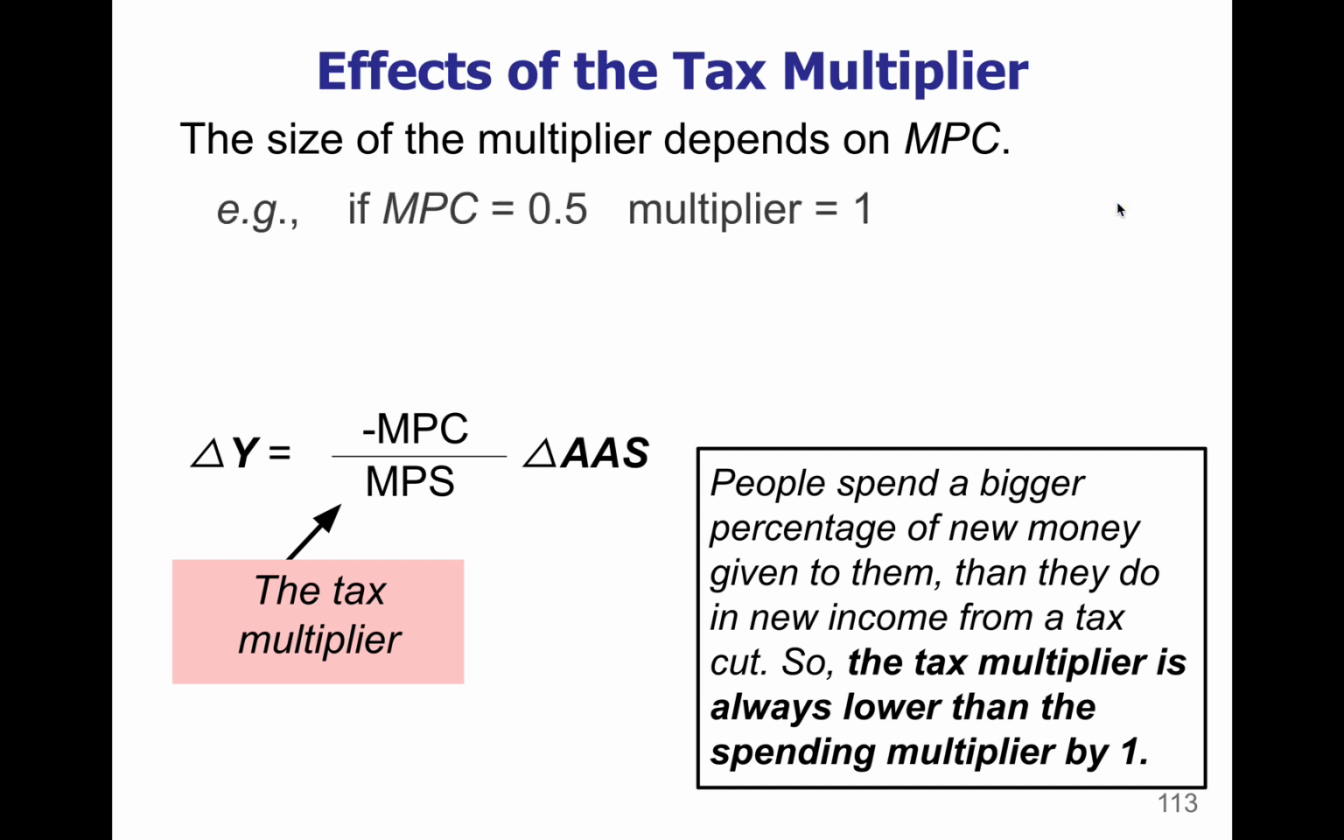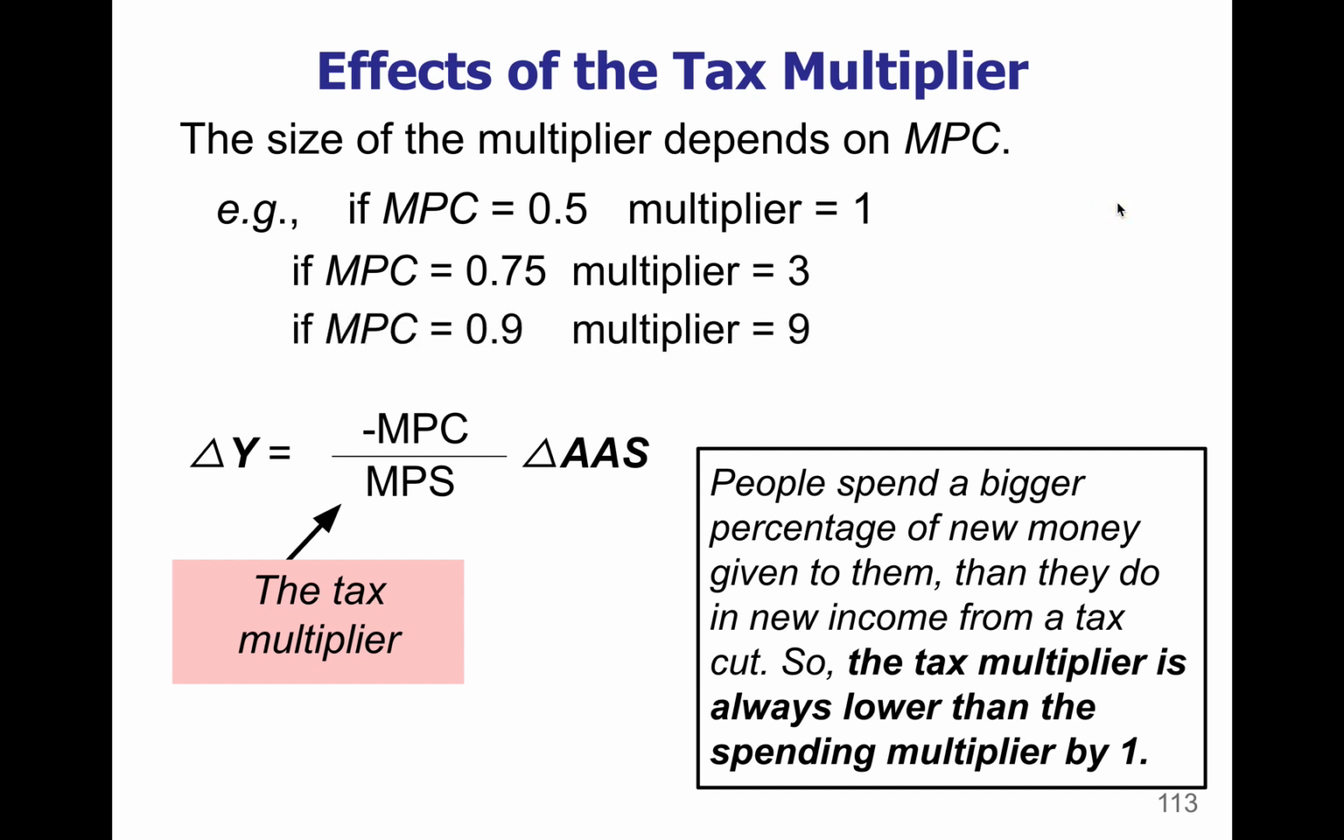Now you'll notice that MPC divided by MPS doesn't have the same amount as the spending multiplier. So if MPC is 0.5, that means MPS is also 0.5. So we only get a multiplier of 1 this time. If it's 0.75, our multiplier is 3. If it's 0.9, we have a multiplier of 9. So our multiplier numbers are lower for the tax multiplier than they would be for the spending multiplier.